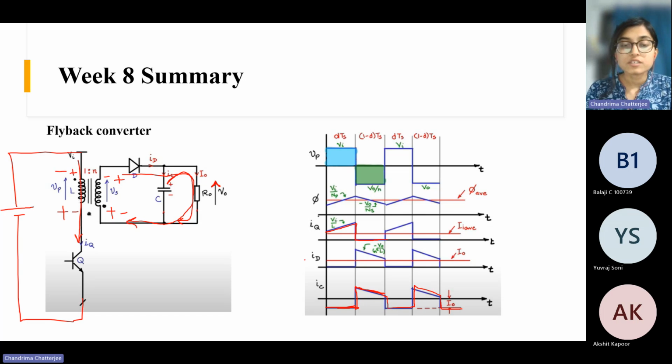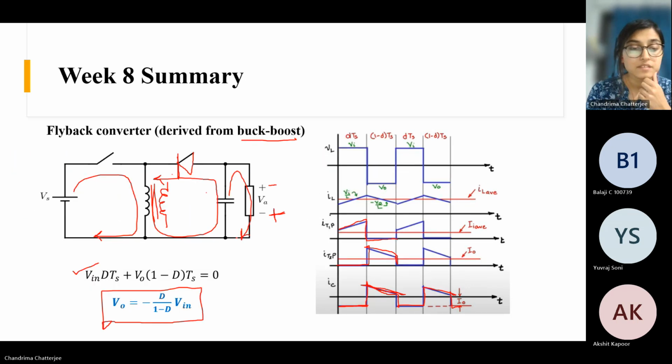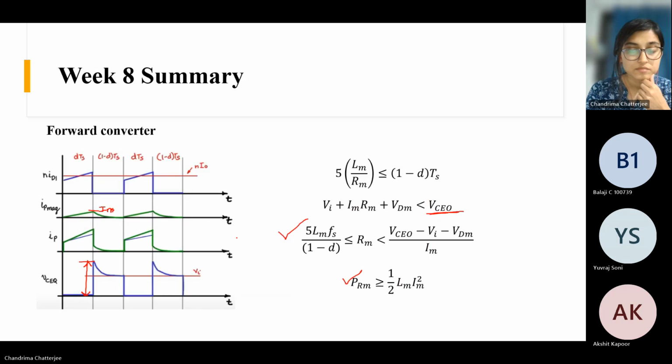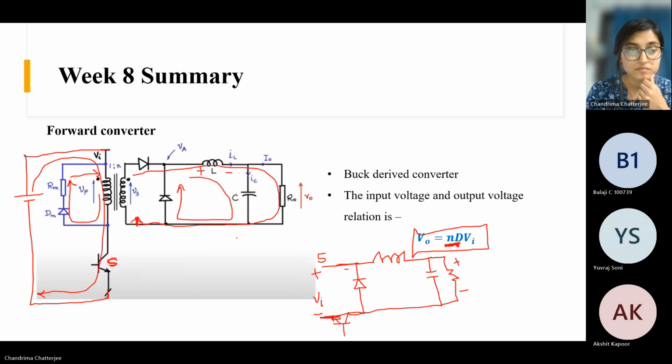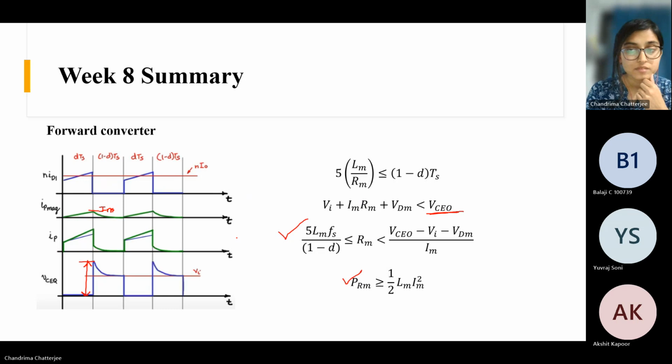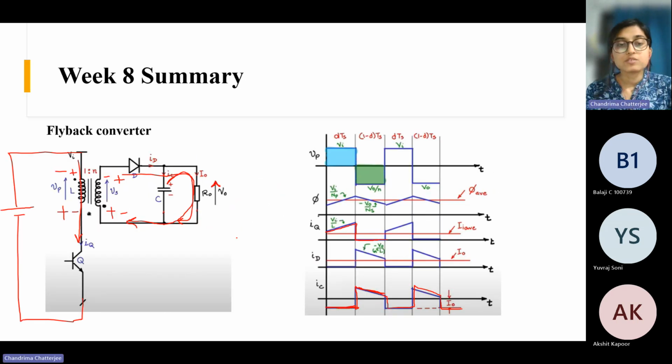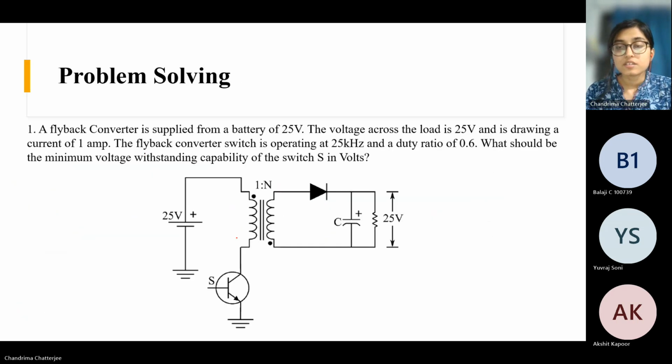Do you have any question on whatever we have discussed so far? The forward converter, the flyback converter, their operation. If you do not have any question, let's start the numericals.